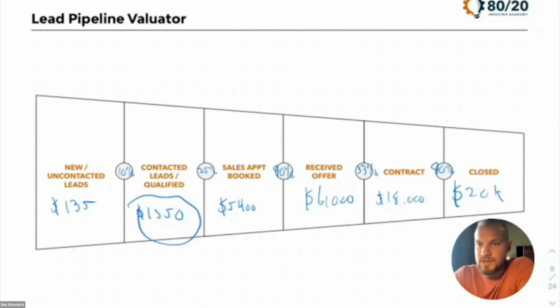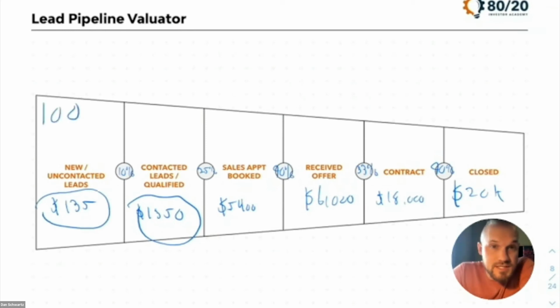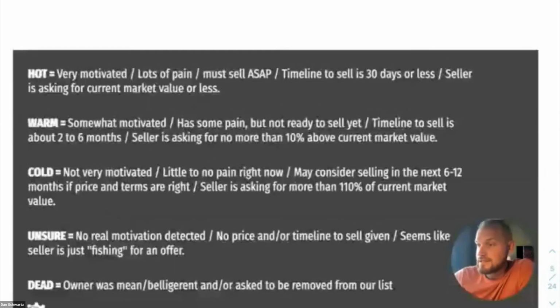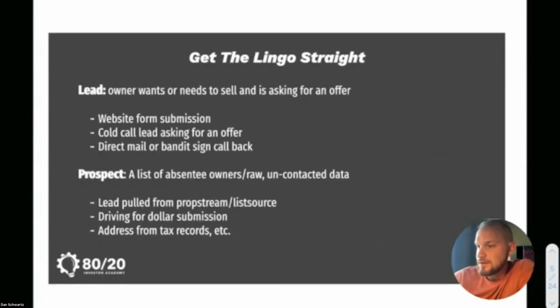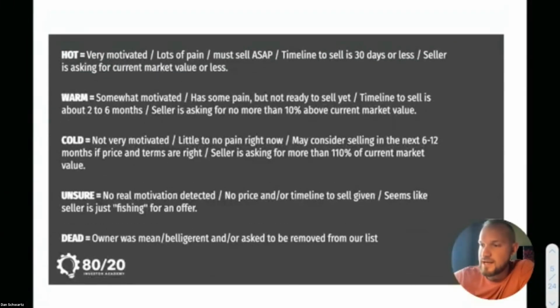Some people are asking just about that 10%. So of the new and uncontacted leads, let's say we have 100 addresses that you're driving for dollars, Bird Dog found, of just vacant looking houses. Of those 100 addresses, 10 of those will turn into a lead. And remember what a lead is: it's an owner who wants to sell or is asking for an offer, which means that it's going to be hot, warm, or cold, pretty much. So of the 100 addresses of vacant houses, 10 of them, once you make contact with them, are going to be in the hot, warm, or cold category. Does that make sense? Sweet.